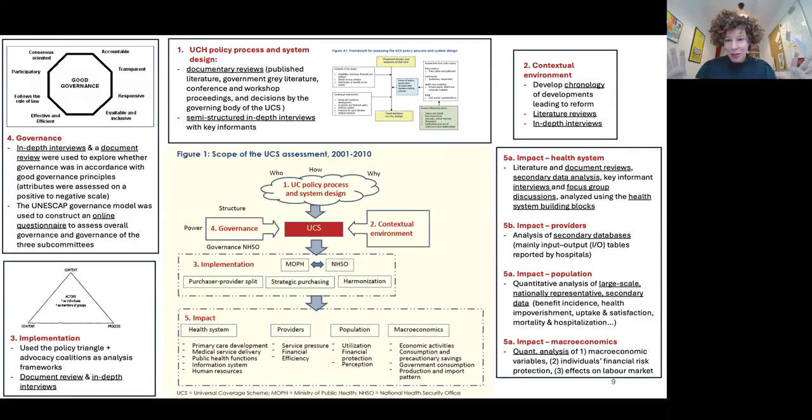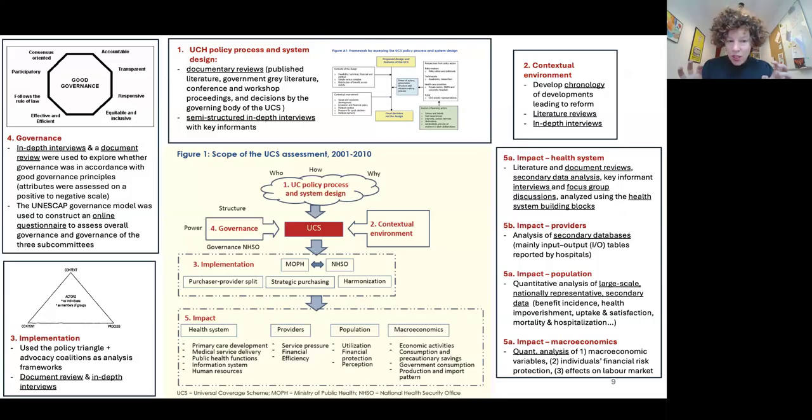Don't be scared by what the slide looks like. We don't need to go into this in detail. What I really wanted to show on this slide is if you look at the yellow figure in the middle, that is how essentially they define the case. If you look at the red box in the middle, it's the universal health coverage scheme, and they conceptualize it through basically five steps, the policy process and system design, the contextual environment. These are the red numbered letters, the implementation process, governance, and impact.